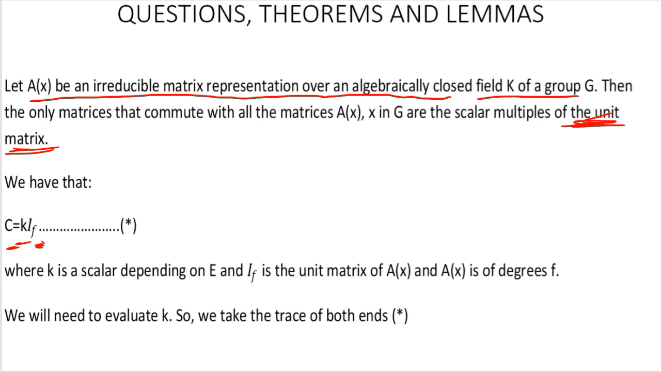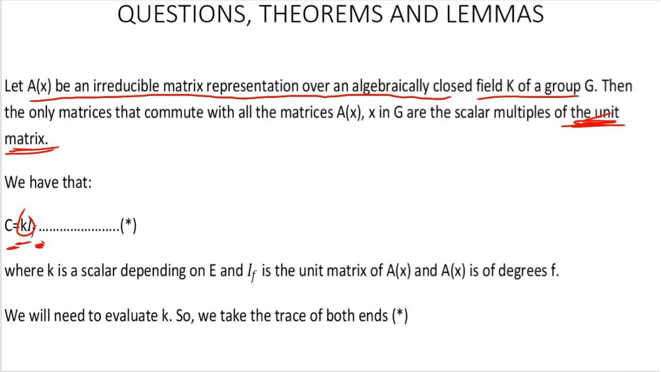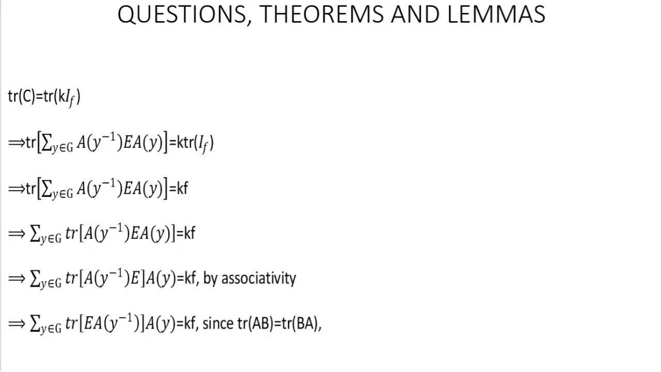Our target is to show an inner product that will satisfy a certain condition. Using C will lead us to what we want, but first we need to find what k is. We know what C is; it is this. So how do we find k? We simply take the trace of both sides of our equation, this equation asterisk, because whatever you do on the left, you must do on the right.